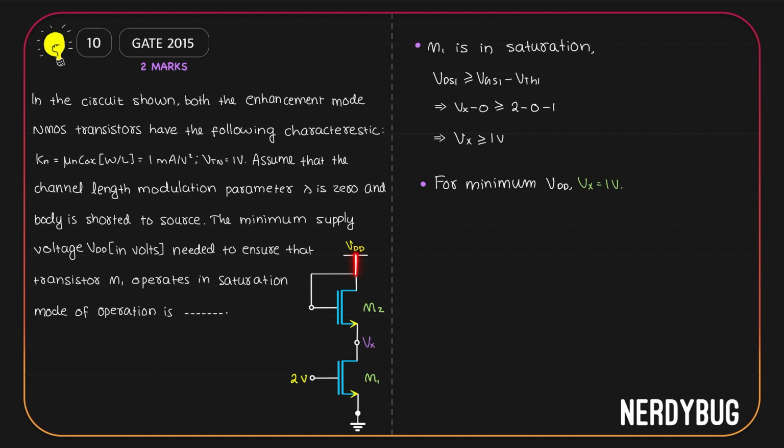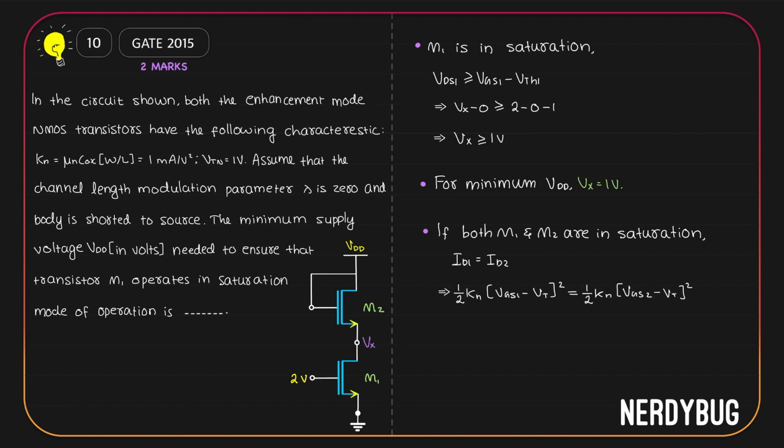Now the drain current of MOSFET 2 is the same as the drain current of MOSFET 1. ID1 is equal to ID2. Since they are both in saturation, we can use the same expression for ID1 and ID2: half mu n Cox W by L times VGS minus VTH whole square. So we can write it like this. Transistors are identical, so half Kn and half Kn will get cancelled. VGS1 is 2 volt, VT is 1 volt.